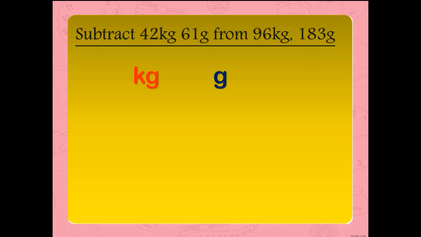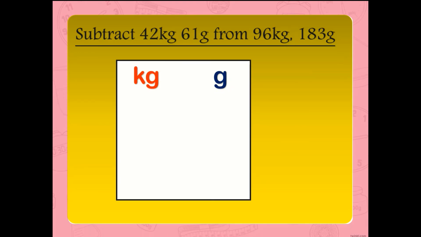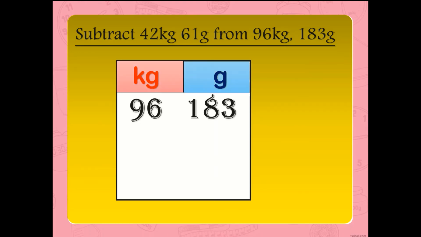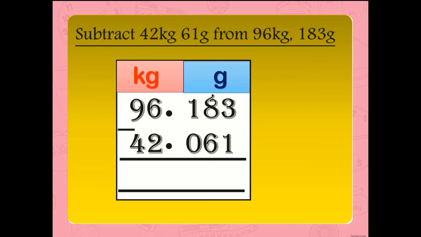So here is an example. Here is our question. We have to subtract 42 kg 61 grams from 96 kg 183 grams. So the first thing, children, what do we have to do? We have to mention kg and grams, and then write our weights. Remember children, we are going for subtraction, so the greater weight should be on top. So we will write first 96 kg 183 grams, and then the other weight, and then we will go for our subtraction, the way we usually do. So here is our answer.